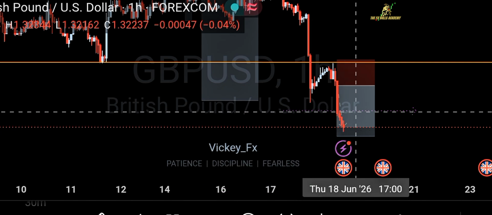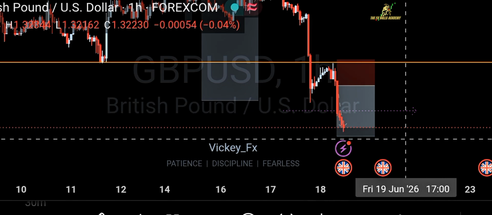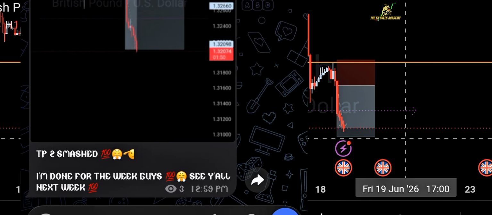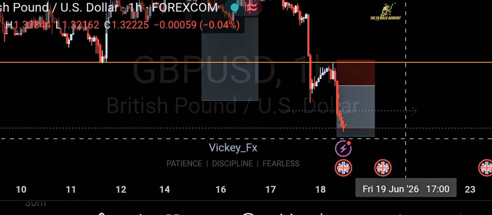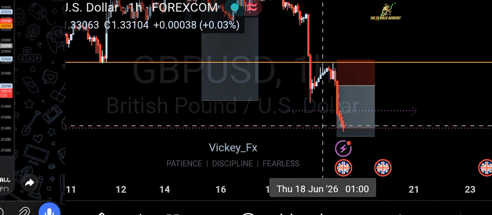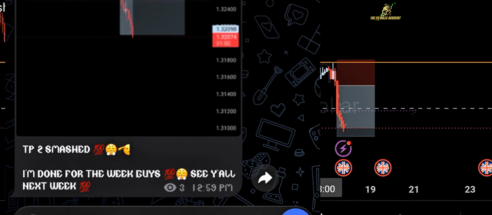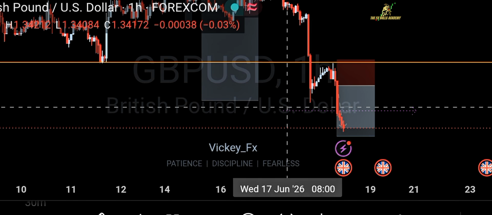We're risking 40 to make 40. So that was where our TP1 was. And now our TP2 is at this point here, which I'm waiting for price to get to. And I know price will definitely get to that point for it to be able to break our support here. Price will definitely get to our TP2.